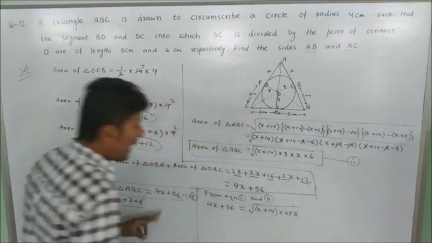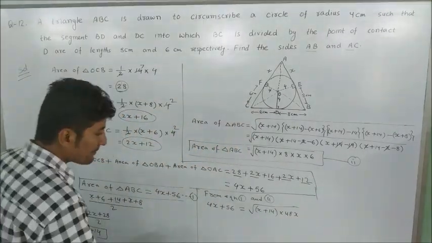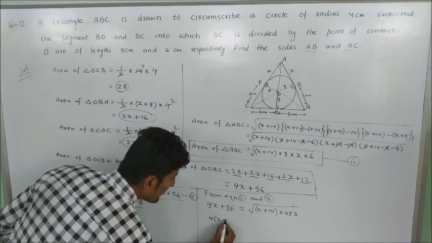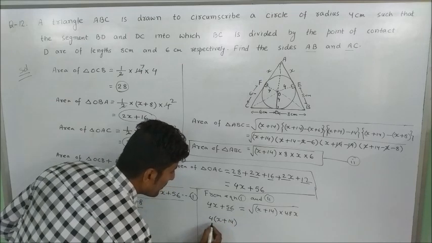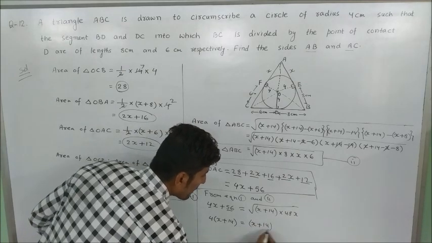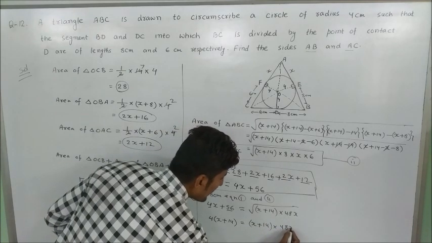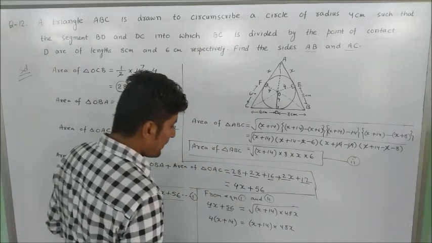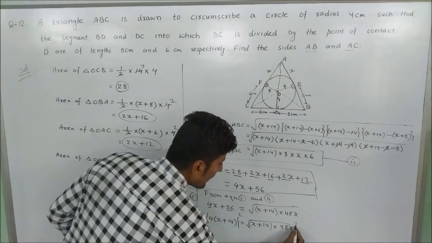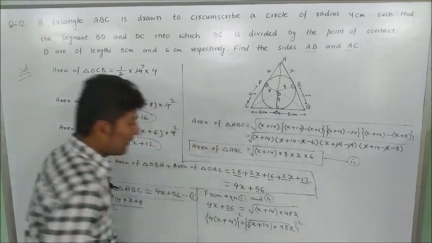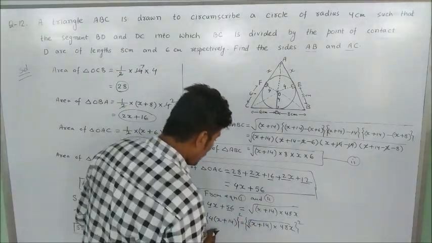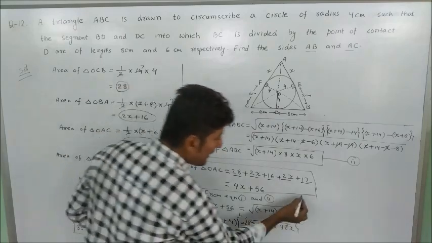After that we will put the square on both sides. Here we will take 4 as a common. So we will write 4 and a bracket x plus 14, then (x plus 14) into 4, 48x. Now we put the square on both sides: whole square, and here also whole square. Since we have a root on the right side, that's why we have to put the square on both sides.